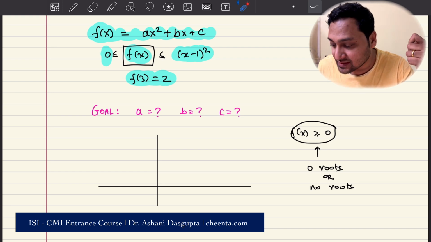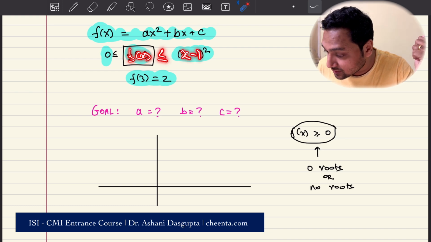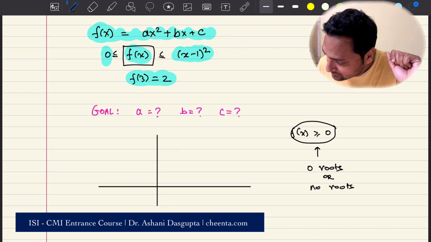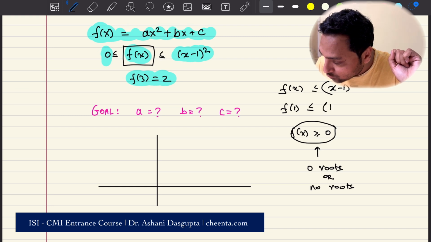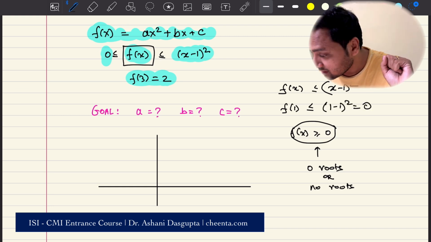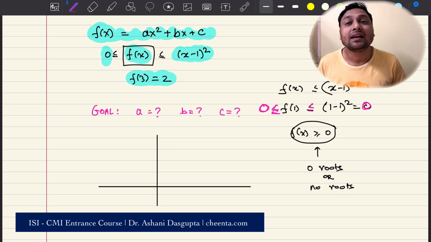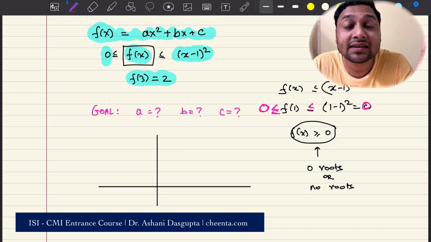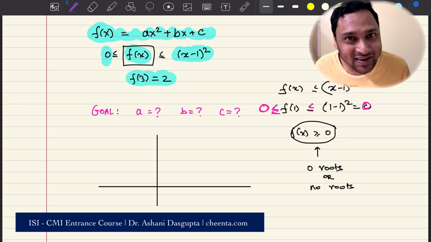The second step is that we know that f of x is less than or equal to x minus 1 whole square. So let's use that. If I plug in x equals 1, I get f of 1 is less than or equal to 1 minus 1 whole square, which is 0. We already know that f of 1 is greater than or equal to 0. Now we know that it's less than or equal to 0. If it's greater than or equal to 0 and less than or equal to 0, f of 1 is now sandwiched between 0 and 0, which means f of 1 is 0.